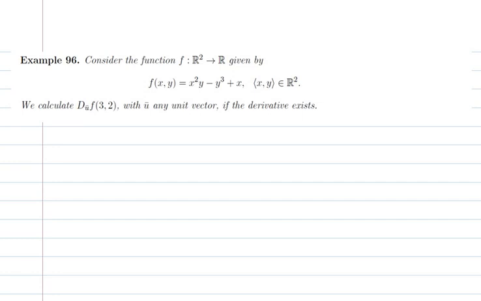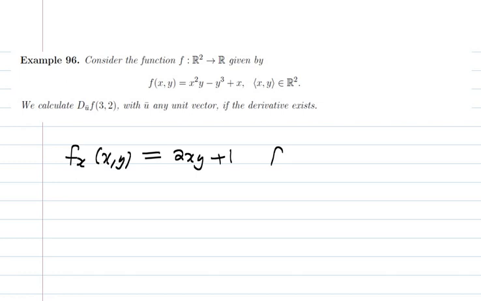Now, remember we learned earlier that if a function is differentiable at the point (3, 2), then all the directional derivatives exist. So let's quickly prove that all the directional derivatives exist. So let's start with f partial x at the point (x, y). That exists, and we have an expression for that. So we differentiate each term. The derivative of the first term is 2xy. The second term is 0, and this one is 1.